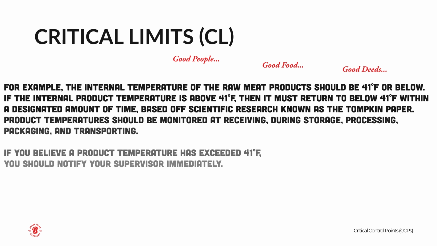We use temperature control as a critical limit. For example, the internal temperature of the raw meat products should be at 41 degrees Fahrenheit or below. If the internal product temperature is above 41 degrees Fahrenheit, then it must return to below 41 degrees Fahrenheit within a designated amount of time, based on scientific research known as the Topkin paper. Product temperatures should be monitored at receiving, during storage, processing, packaging, and transporting. If you believe a product temperature has exceeded 41 degrees Fahrenheit, you should notify your supervisor immediately.